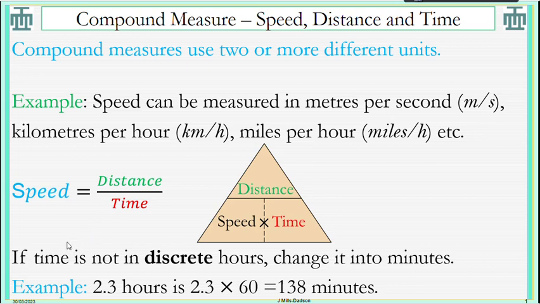What I need you to remember is that if time is not discrete, remember to change it into minutes. For example, if it's not given as 3 hours or 7 hours, change it by multiplying by 60. So for example, 2.3 hours will become 138 minutes. So let's look at an exam style question.